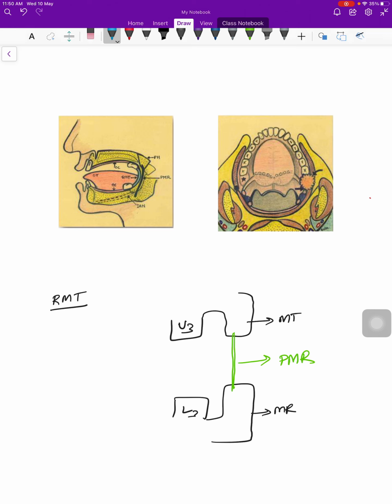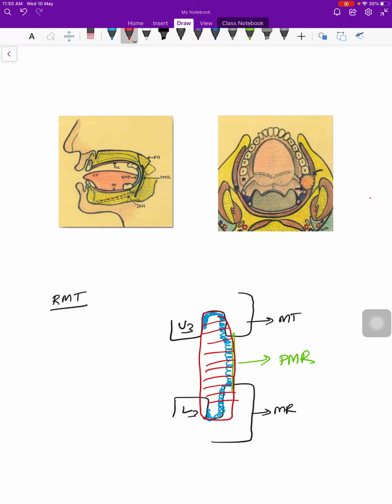Now, retromolar trigone is a mucosal space. It's a mucosal lining covering the posterior part of the upper third molar, covering the anterior part of the maxillary tuberosity, going along anterior to the pterygomandibular raphe, covering the anterior part of the mandibular ramus, and then covering the posterior part of the lower third molar. This whole space is called the retromolar trigone.